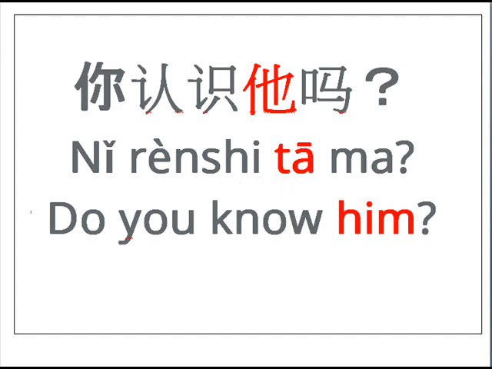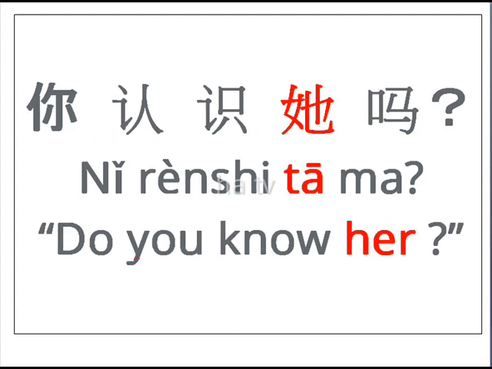As the example for him, now I go to the example for her. Do you know her? 你认识她吗？ Do you know her? 你认识她吗？ Here the pronunciation is always the same, but the spelling always makes a difference.